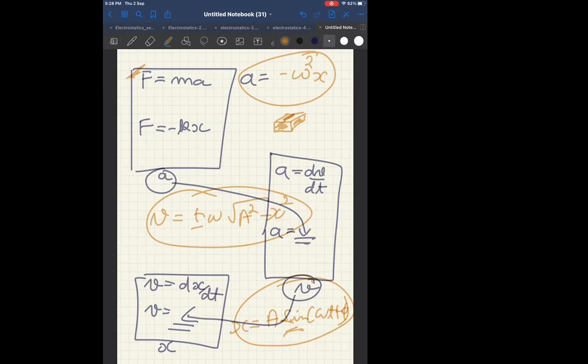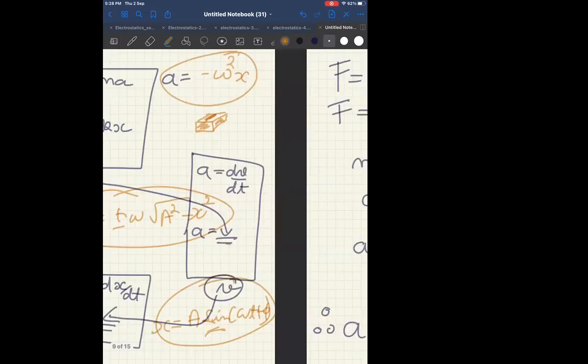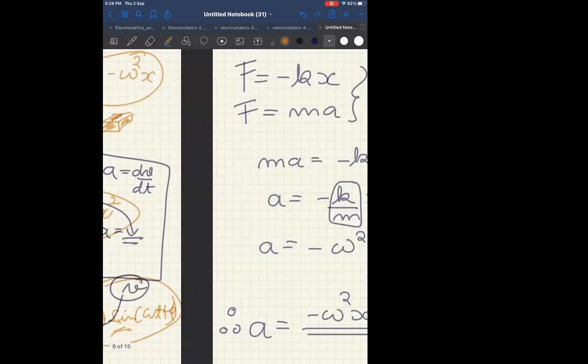Sir, one doubt is there. Sir, you told that the last formula is a little incomplete. So why are we writing that?